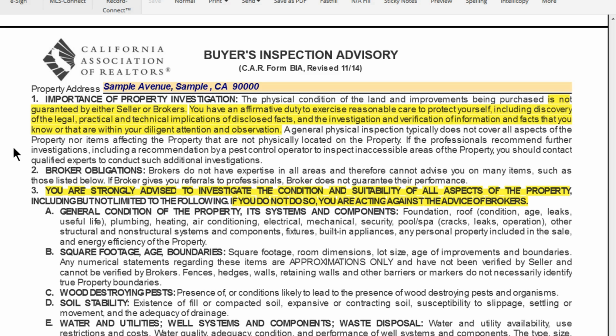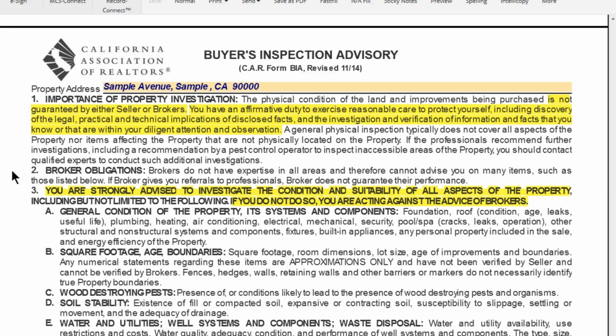You also need to look at the disclosures that the seller provides early in the transaction and see what they have to say about the property that they are going to sell you. Section 2 deals with the broker obligations, and it states that brokers and their agents do not have expertise in all areas, and therefore we cannot advise you on many items such as the ones listed below.